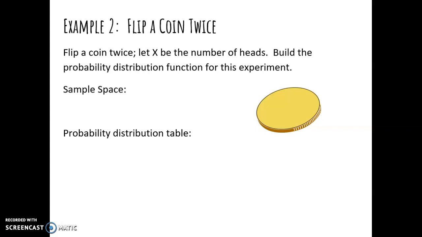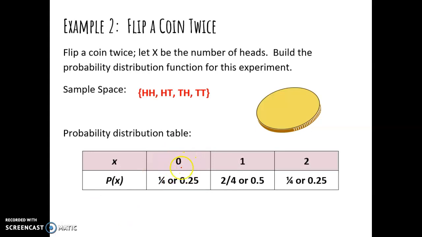Alright, so as I said, you can get 0 heads, 1 head, or 2 heads. So let's see how the sample space looks. You can flip 2 coins and get a heads and a heads, a heads and a tails, a tails and a heads, or a tails and a tails. So that's 4 outcomes. For the probability distribution table, the 4 total is going to help us with our probability, but as far as our random variable x being the number of heads, there are 3 possibilities. You can get 0 heads, which would be flipping 2 tails, 1 head, or 2 heads.